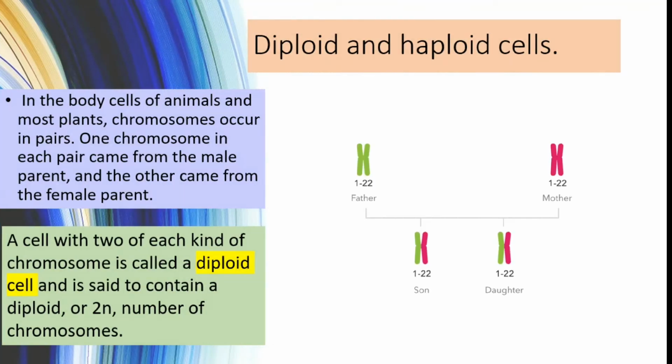Diploid and haploid cells. In the body cells of animals and most plants, chromosomes occur in pairs. One chromosome in each pair came from the male parent, and the other came from the female parent. A cell with two of each kind of chromosome is called a diploid cell, and is said to contain the diploid or 2n number of chromosomes.